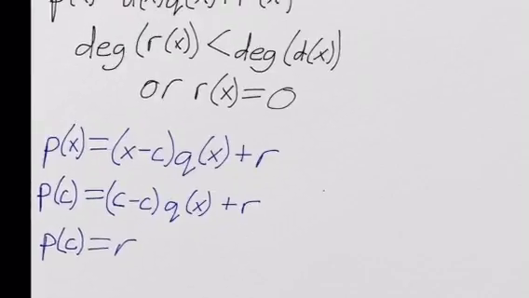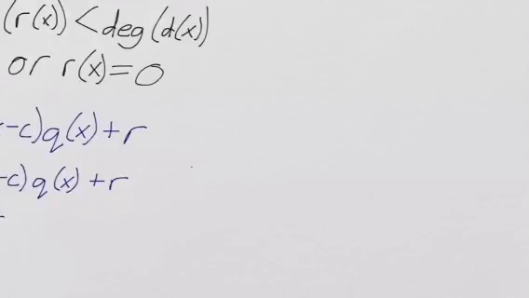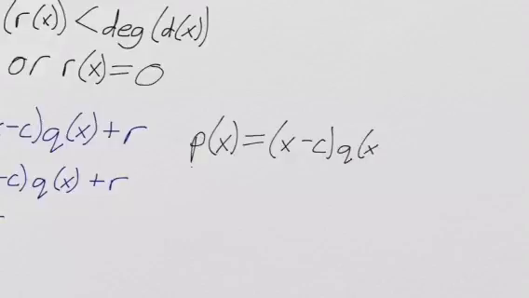Now the other consequence that we have is if r is 0, then this becomes p of x equals x minus c times q of x. And actually, there's no reason I couldn't use a higher order polynomial on this one. But in this case, that's a factorization of the polynomial. So we get x minus c times q of x as a way of factoring the polynomial. That's going to help us to do higher order factorizations.